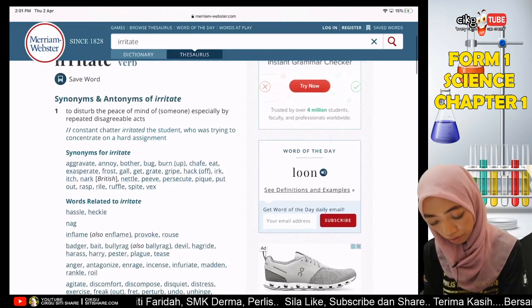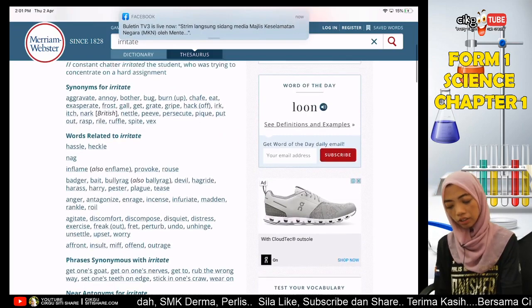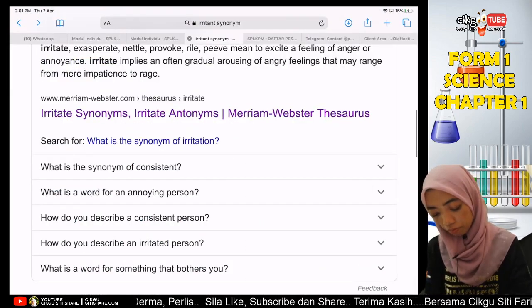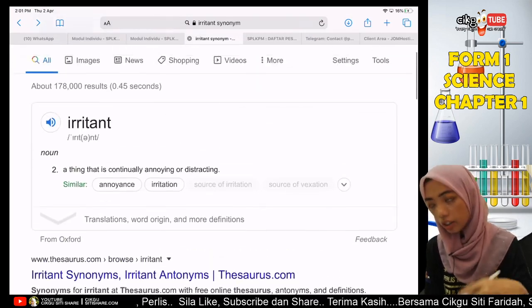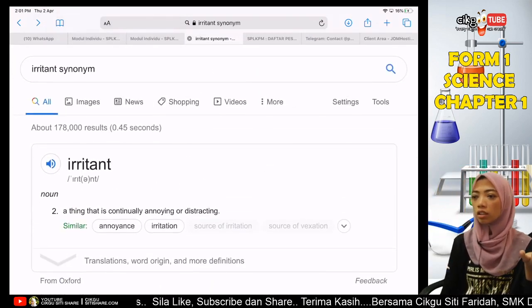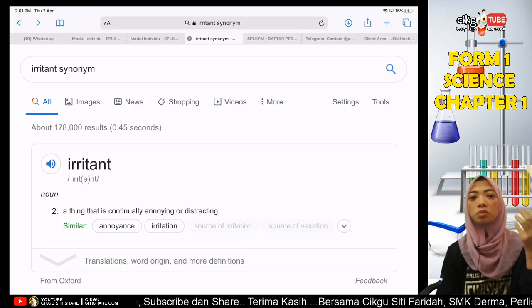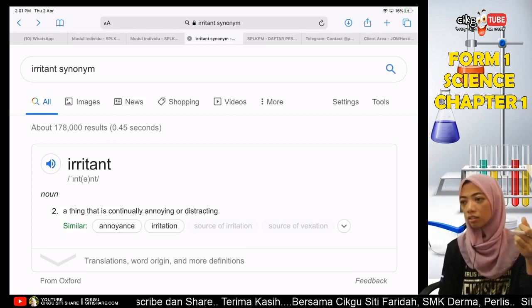Okay, inflame, provokes, irritant. Okay, this is a verb. So irritant is dia satu rasa yang macam tak discomfort. No, irritant.